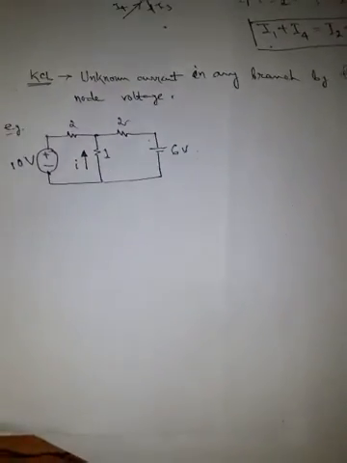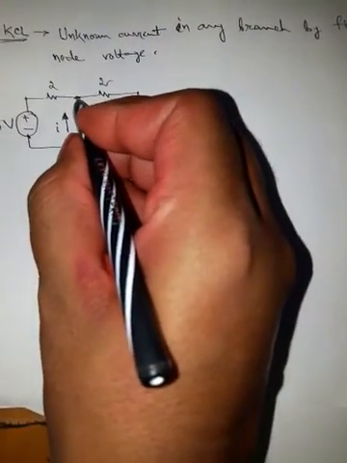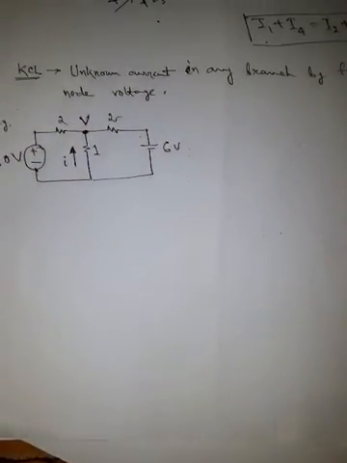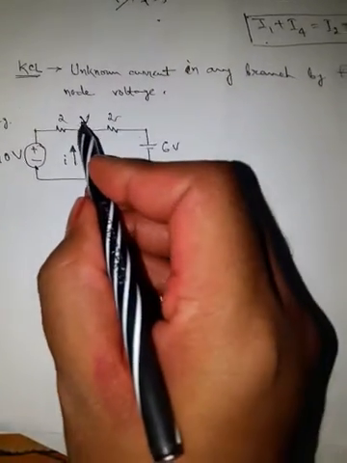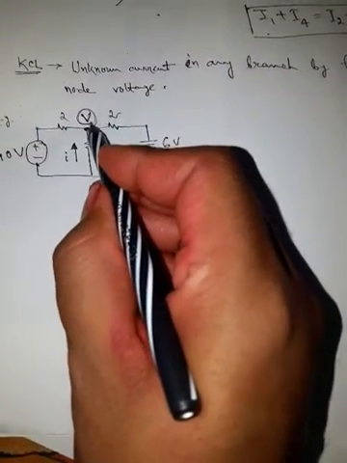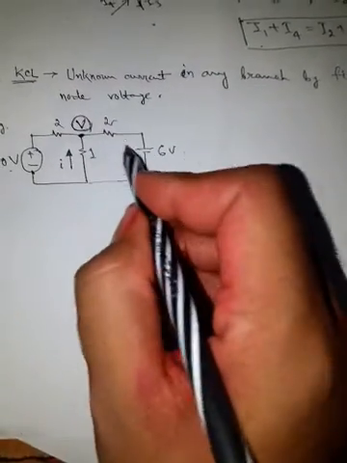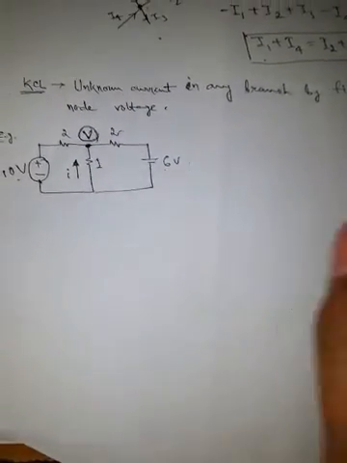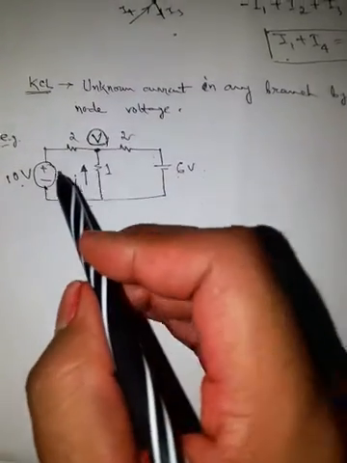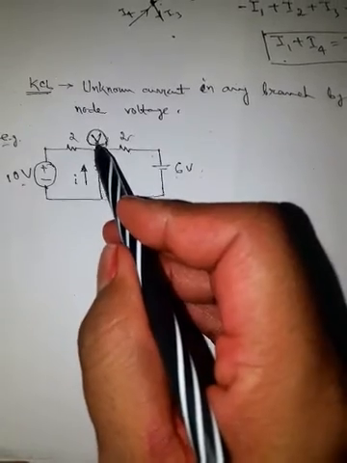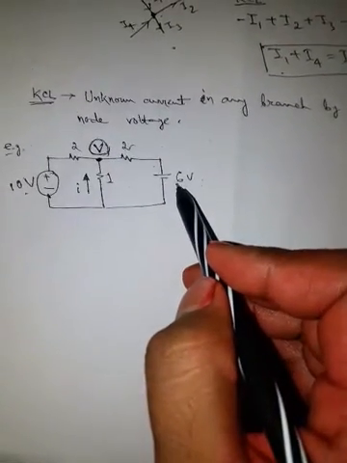To find out this current I must take this node voltage as V. For ready reference I will always assume this V is greater than this voltage and greater than this voltage. This is only my assumption, it may or may not be, but I will take that V is greater than this voltage and this voltage.